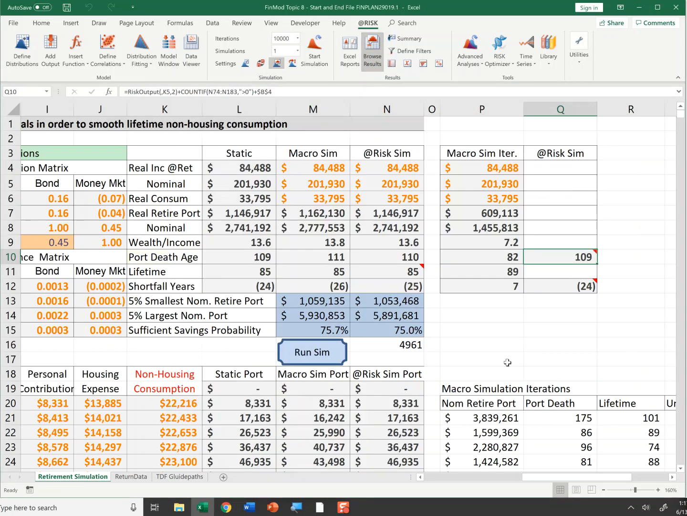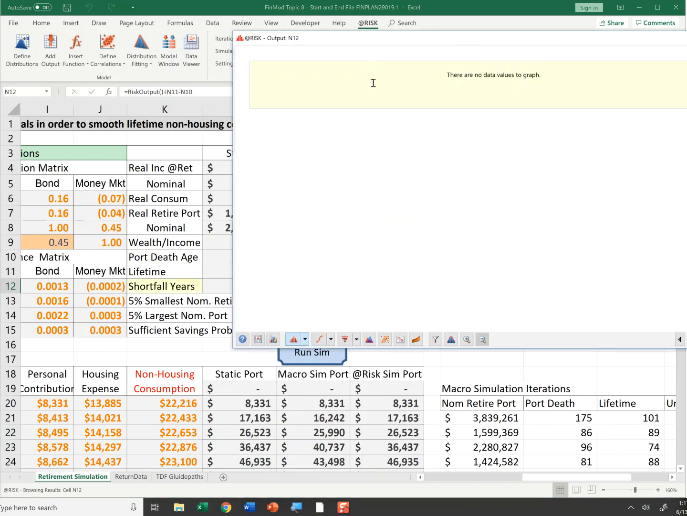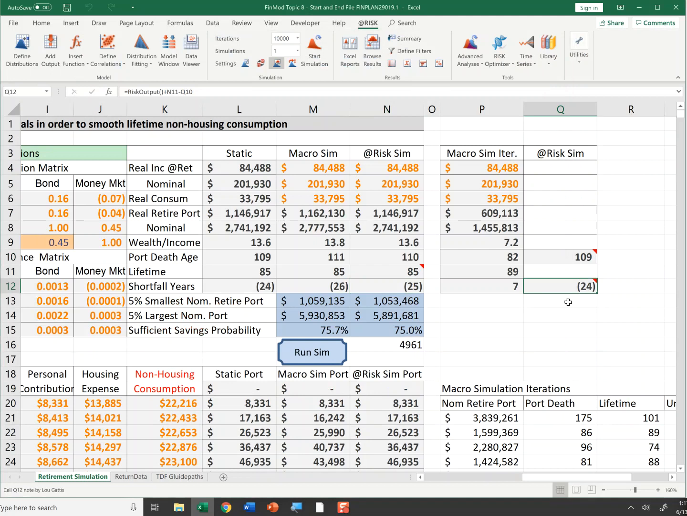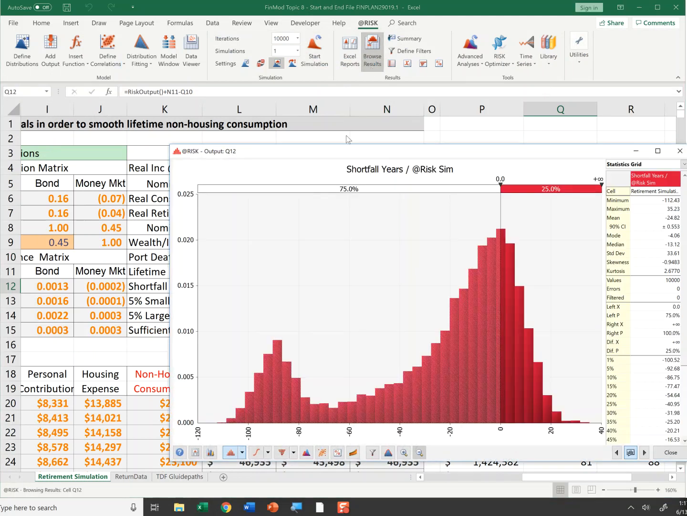And then the last one is the number of years the portfolio lived. Whoops, wrong one. I have it out here. Number of years in which I ran out of money. I'm going to browse results. Notice on average, the mean is I have an extra 25 years of money.